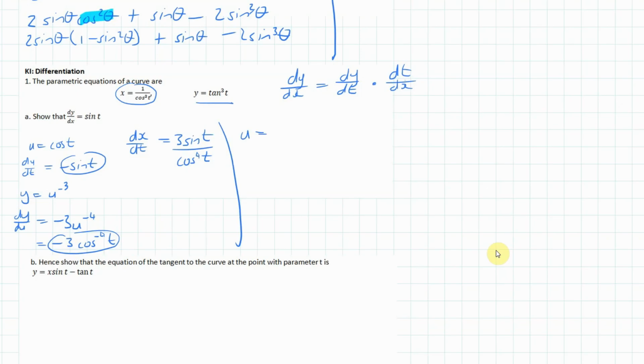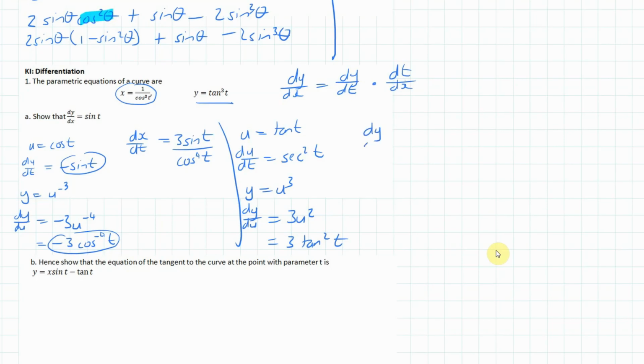Now we're going to do dy/dt, so we're working with this. We're going to say u is equal to tan t, and so du/dt is equal to sec squared t using our rule. It's on our formula sheet. And then y is equal to u cubed. So dy/du is equal to 3u squared, which is equal to 3 tan squared t. And we can put that together.